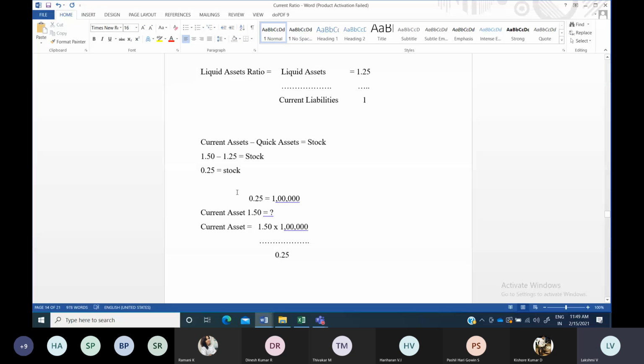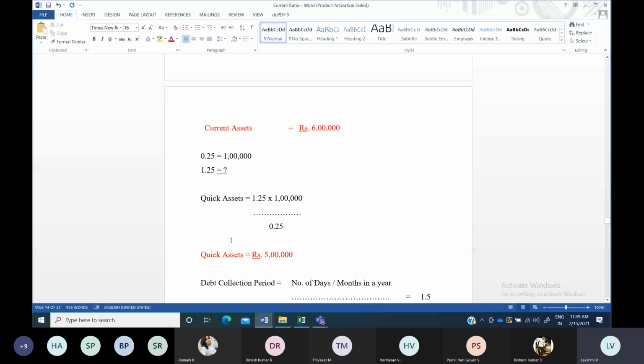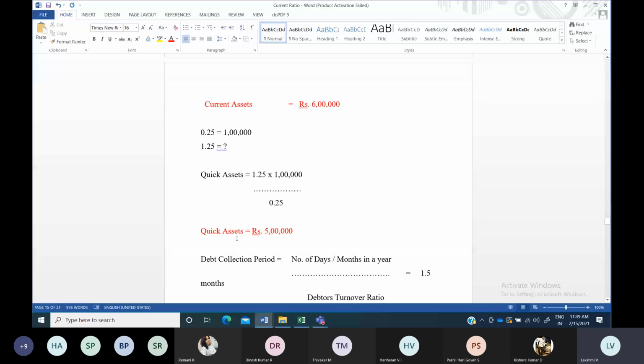In all these, one piece of information will be given and another will not be there, so you have to calculate it. Some unknown thing will be there, and from the known thing you have to calculate the unknown information. Like that only we should proceed for this type of problem. Then we found out the current assets worth and quick assets worth, and the stock we also know.